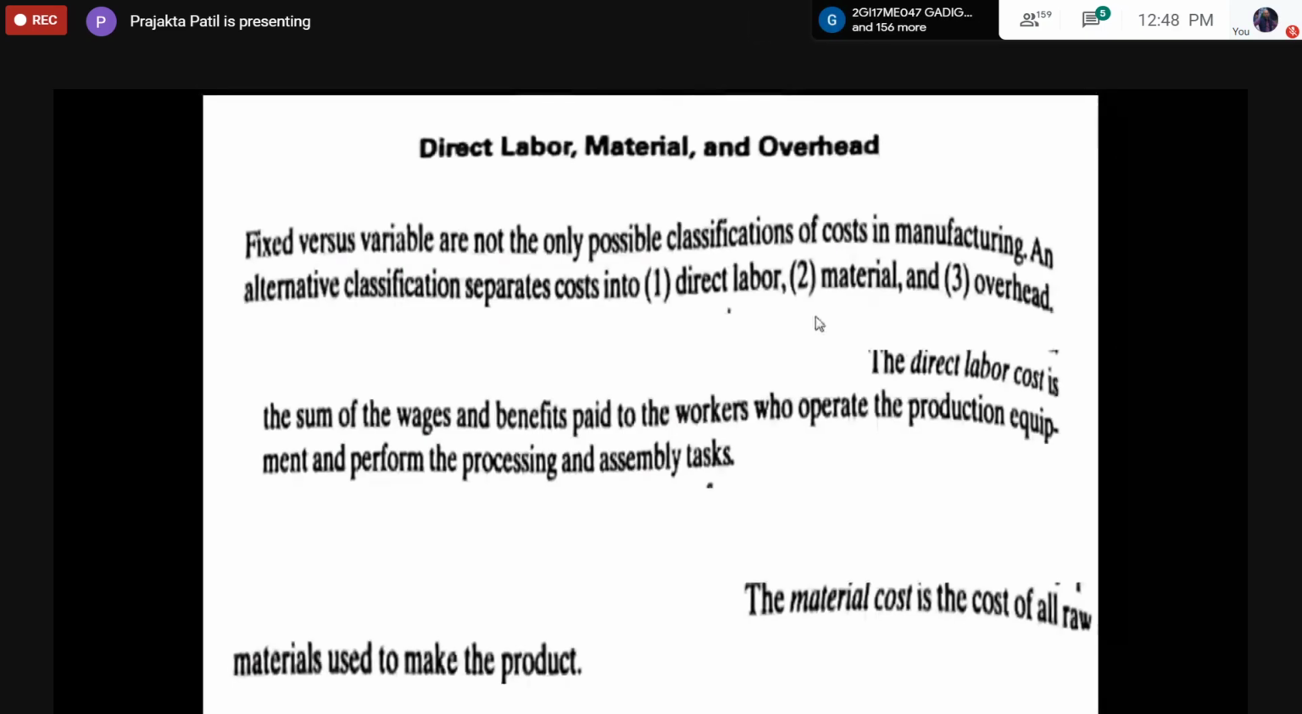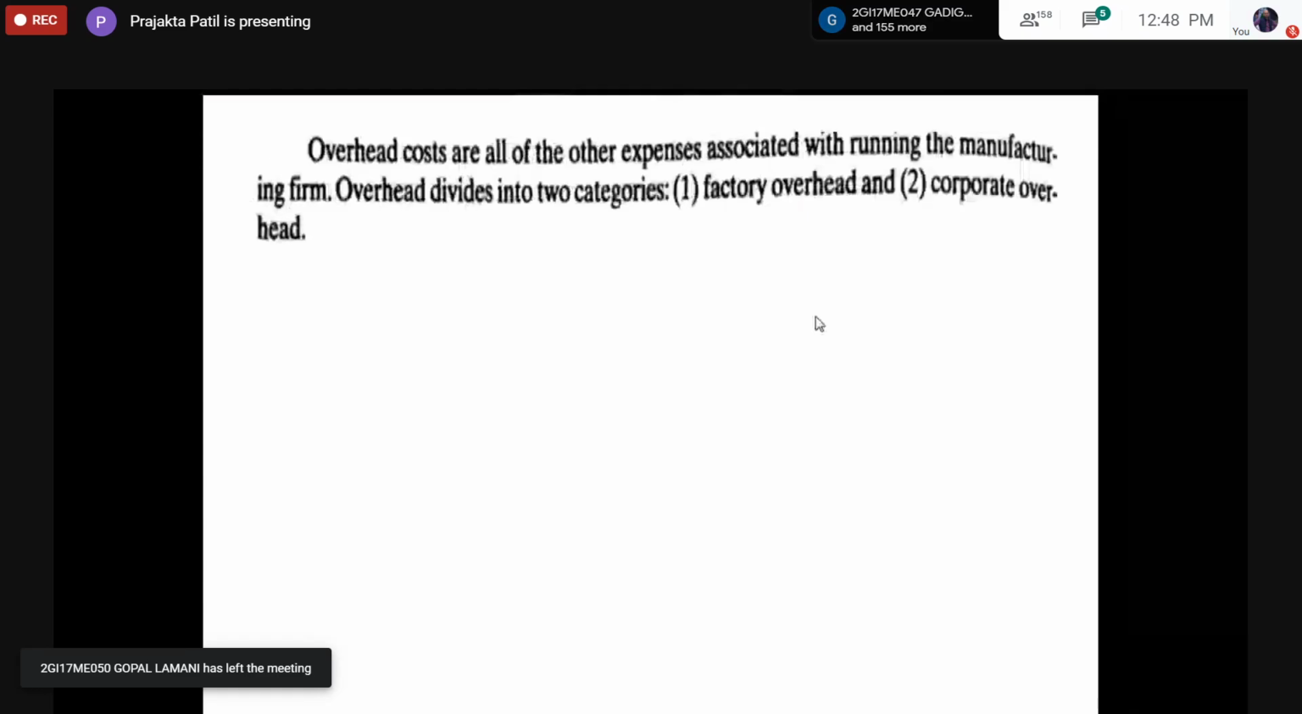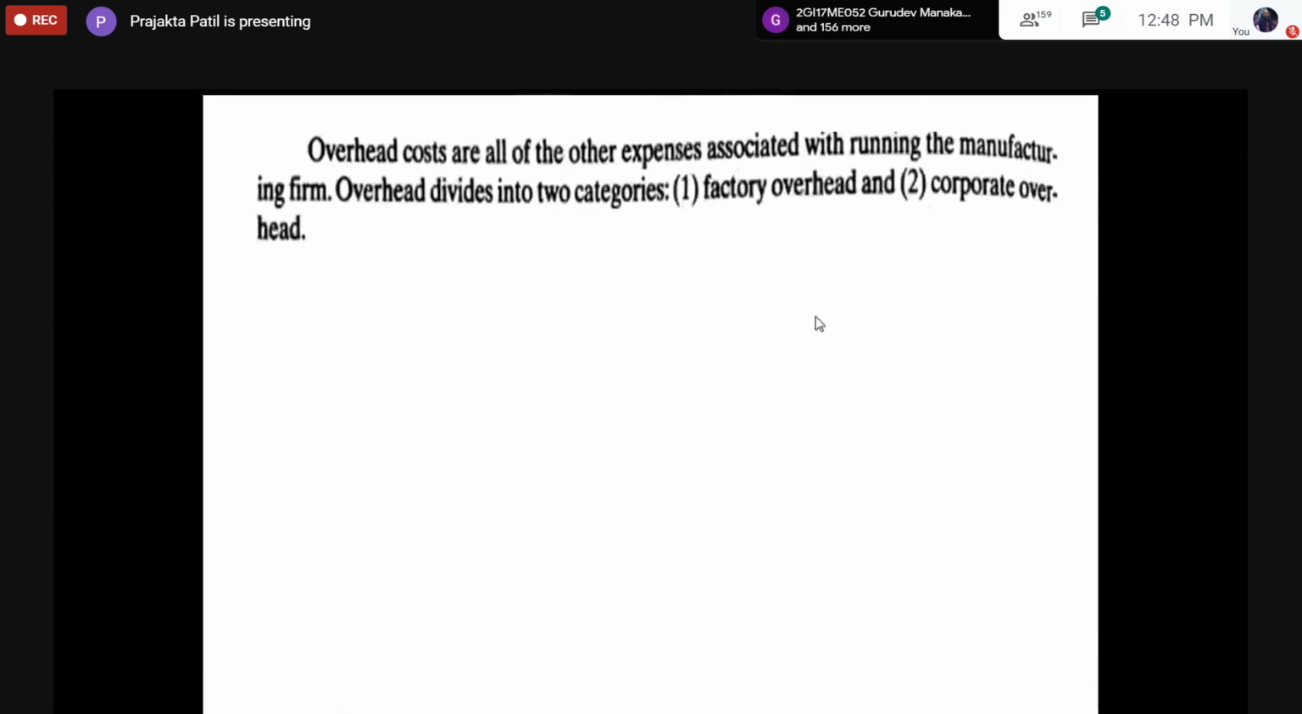Now let us understand what these overheads are. Overheads are nothing but the burdens that a company has. So overhead costs are all of the other expenses which are associated with running the manufacturing firm. This overhead is basically divided into two categories: one is the factory overhead and the other is the corporate overhead.